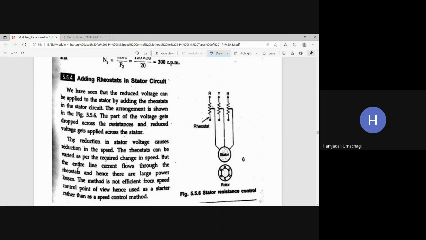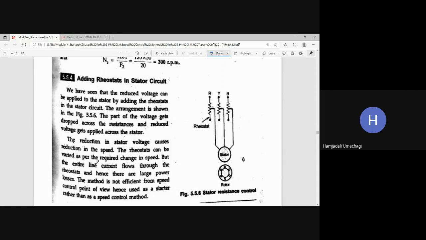But the entire line current flows through the rheostat, and hence there are large power losses. Here you can see that the rheostats are on the supply line side, so all the line current is flowing through the rheostat. Because of that, huge I squared R losses will take place. So power losses will be more here, and heating is also going to take place.